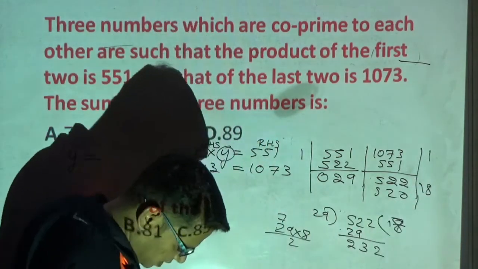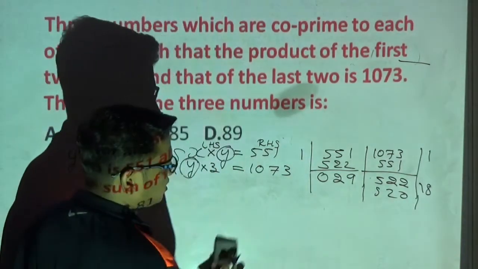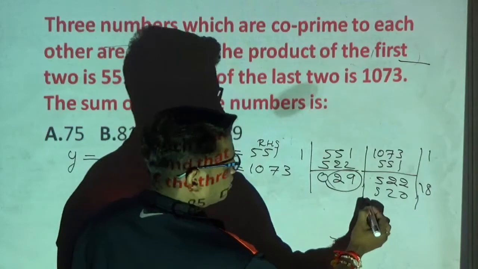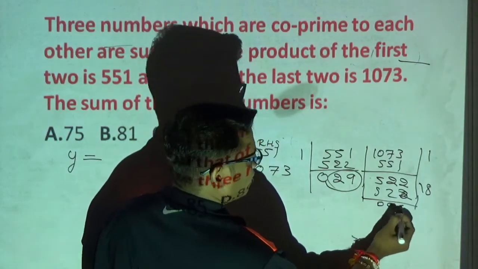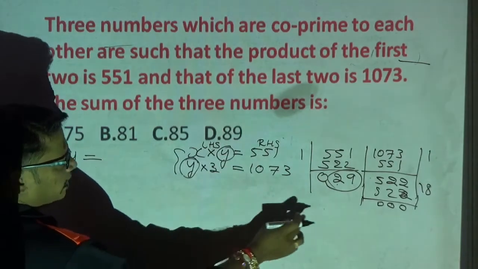What is your HCF? HCF is 22. Okay, HCF is what? 22 is the HCF. Sorry, 29 is the HCF. By 29, this is 0. Okay, so what is your HCF? The HCF of these two is 29.